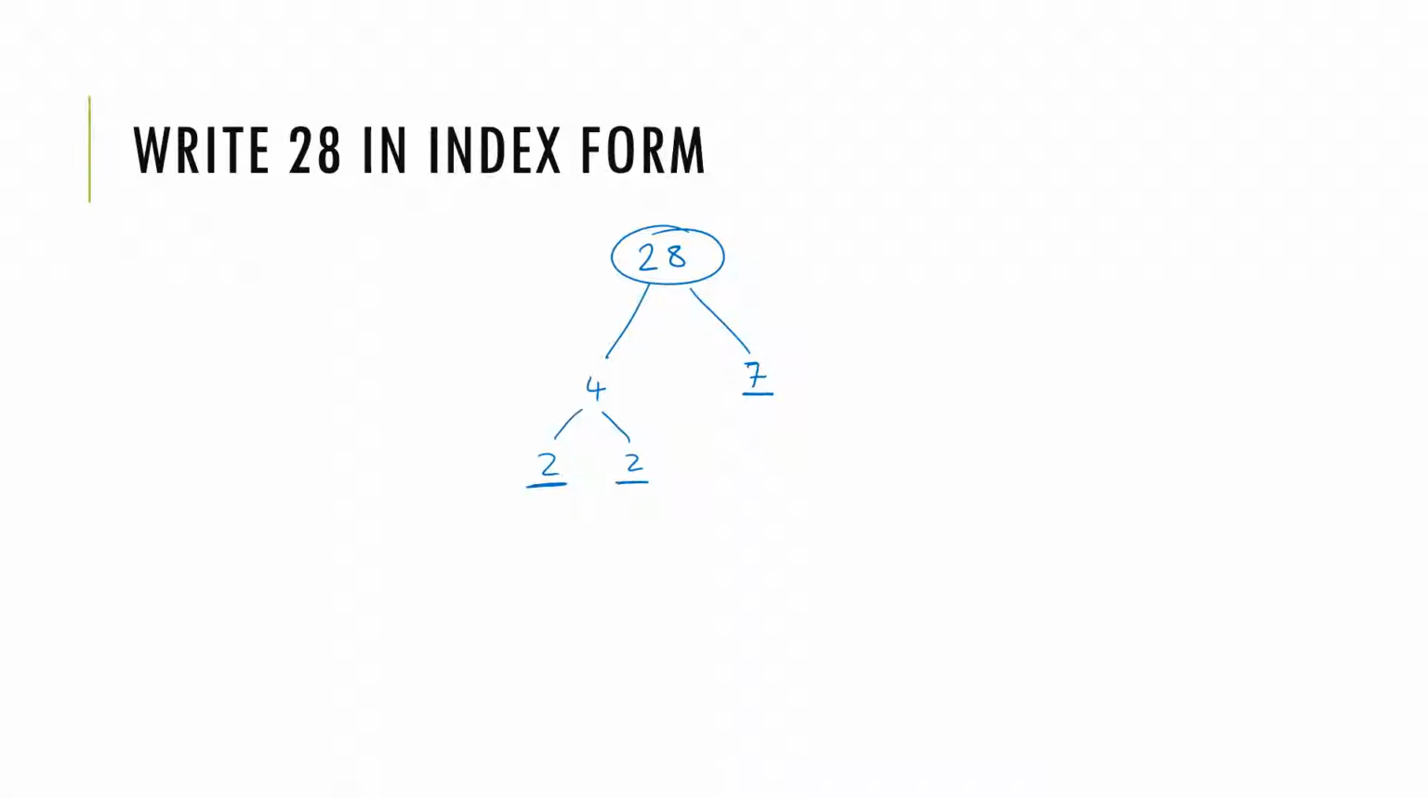So we could write 28 as 2 times 2 times 7. And you've probably done this in year 7 already. But we can then simplify this into index form. We've got two 2's, so we can square that and then multiply it by 7. And this would be 28 written in index form.